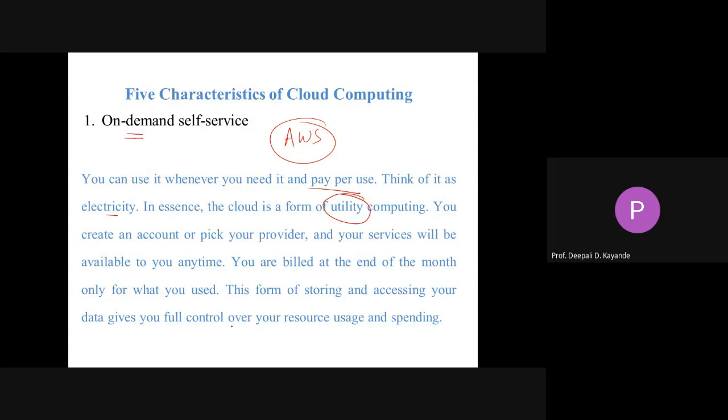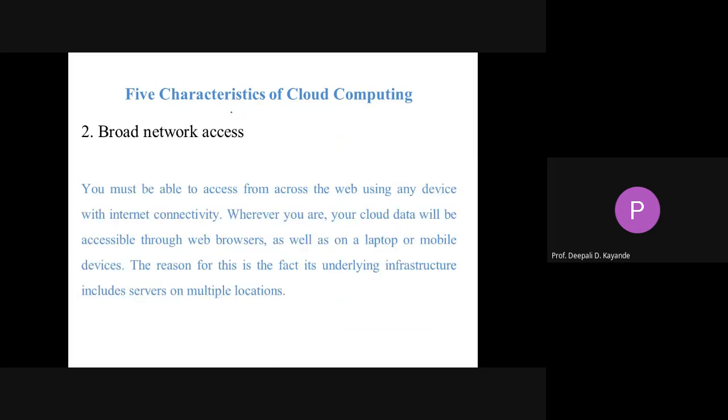So you can just go through these slides. I'll upload this slide once we are done with this particular topic. I'll upload this on Moodle. Then you can go through this. So you are billed at the end of the month depending on what you have used. So that is the explanation of on-demand self-service. So that is the first characteristic.